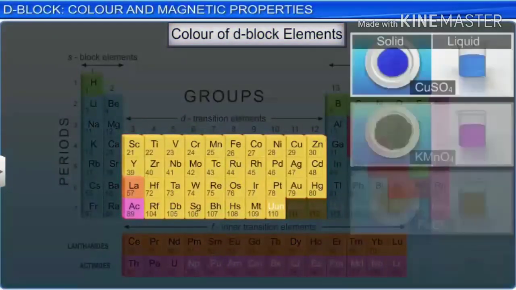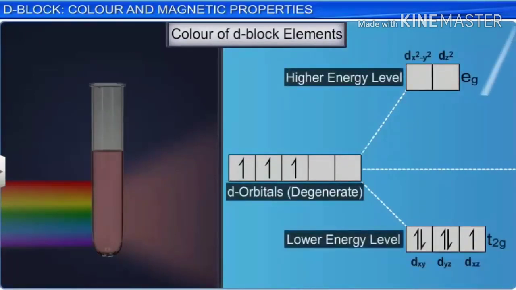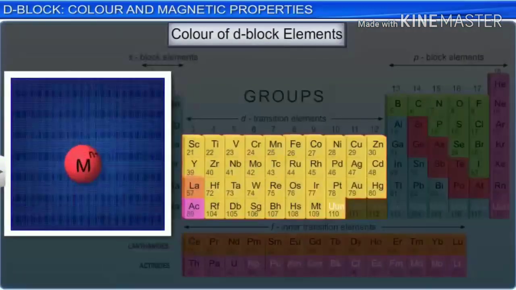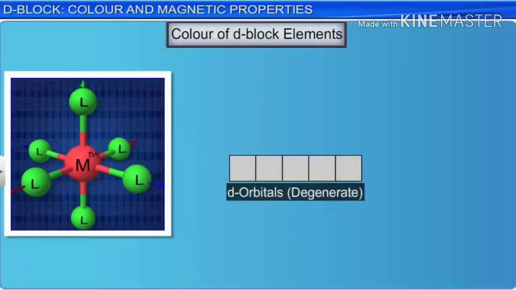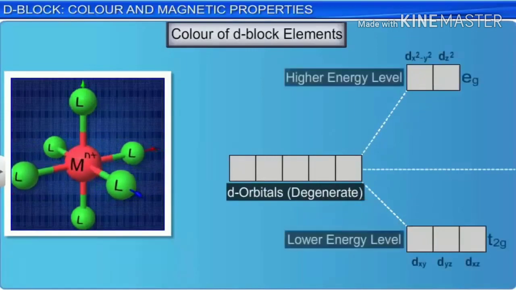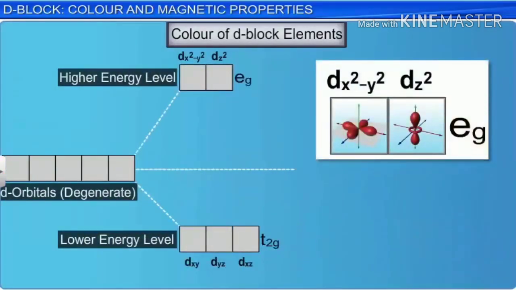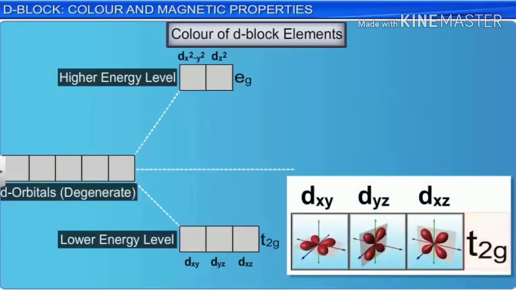Most d-block metal compounds are colored in their solid or liquid states. Color is associated with the ability of a compound to promote an electron from one energy level to a higher energy level. In the case of transition metal ions, under the influence of ligands, the degeneracy of the 3d orbitals is lost, and they separate into two distinct energy levels. One set, known as the eg set, consists of two orbitals, dx²-y² and dz².